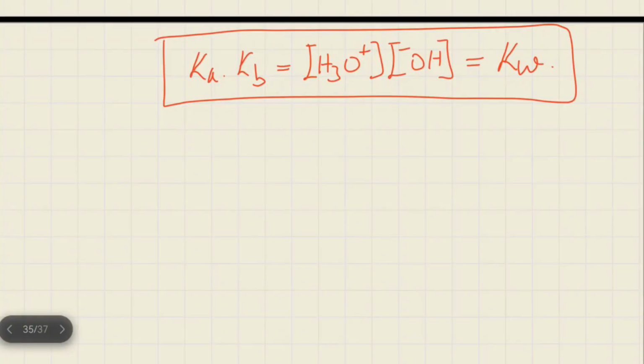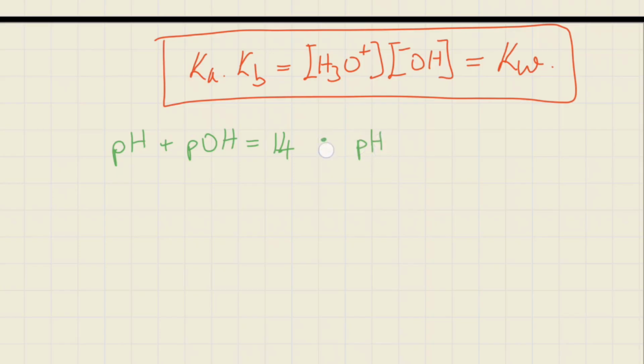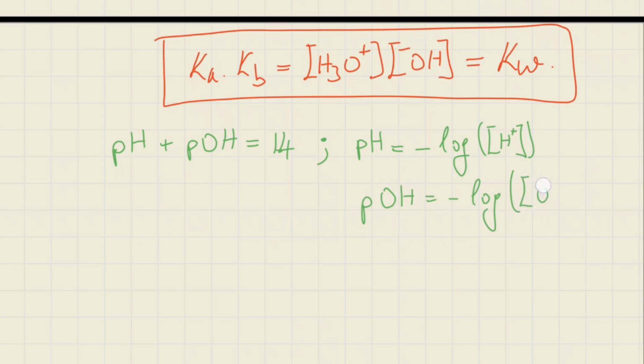And what we know also, just a summary: pH plus pOH equals 14, and the pH equals minus log hydrogen ion concentration, and the pOH equals minus log OH minus concentration.